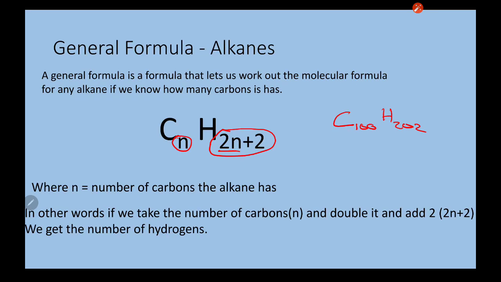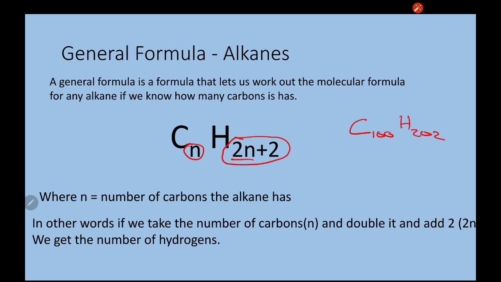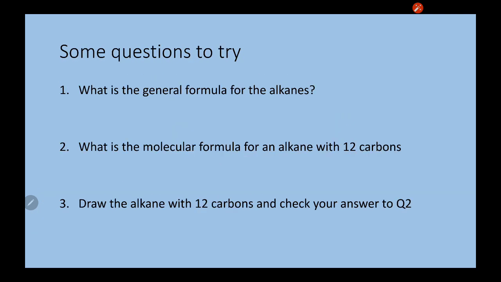So let's flip it away there. I'll move it back. Have a go at some of these questions, and pause the video, have a go. I'll go over them just now. Okay, what is the general formula for the alkanes? Well, hopefully you remember, we've just covered that. The general formula is CnH2n+2. In other words, double the number of carbons and add 2 to get the number of hydrogens.